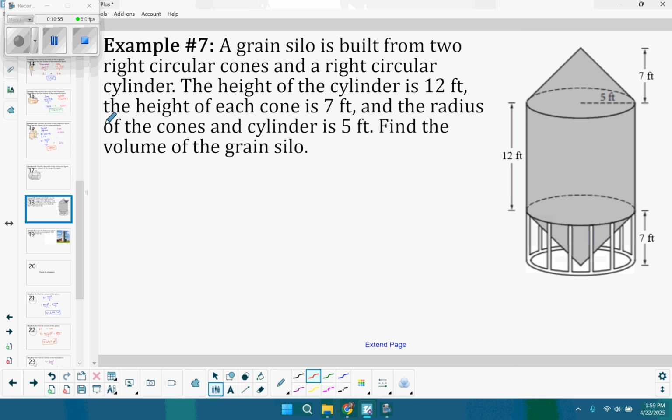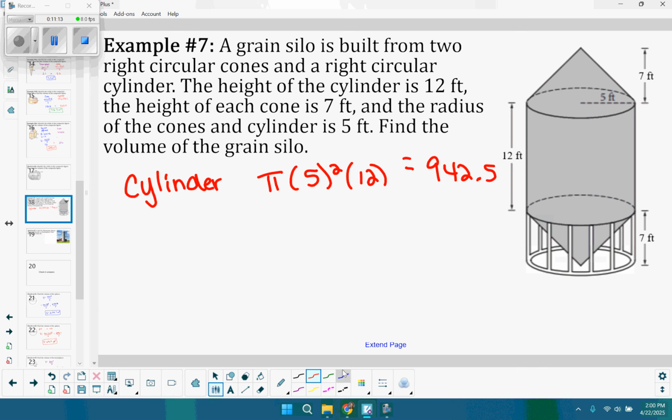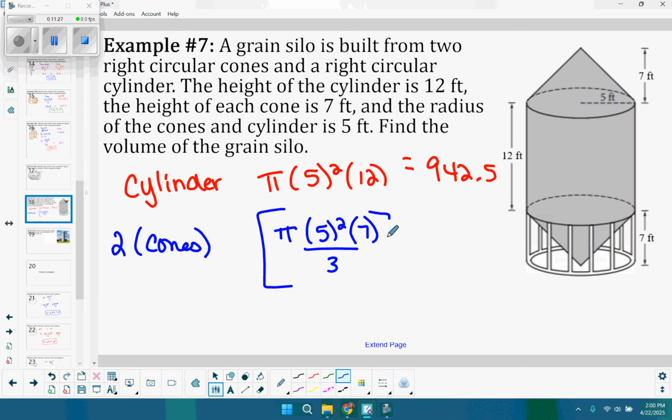So for the cylinder, we'll start there. We're going to have pi r squared times the height. So the volume of the cylinder is 942.5. There are 2 cones. So I'm going to find the volume of one of them, pi r squared height over 3, and I'm going to double it.